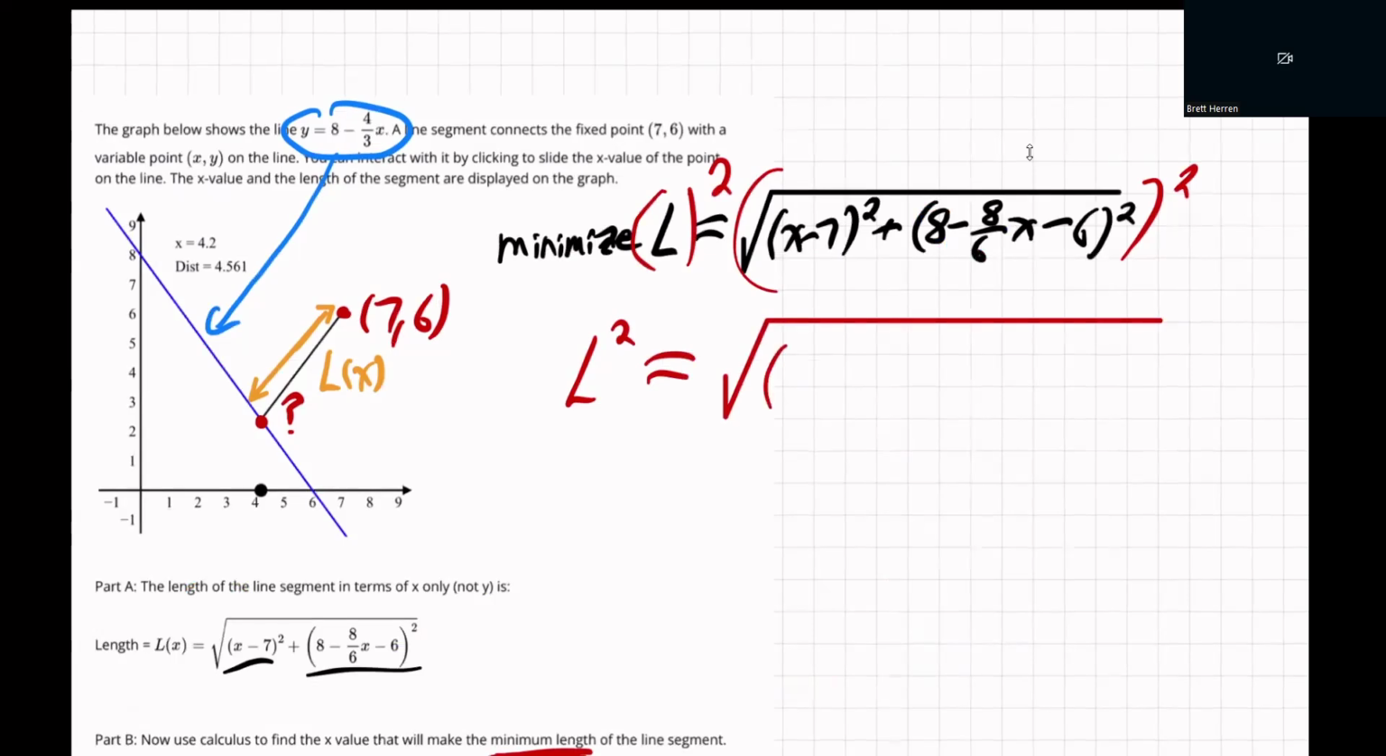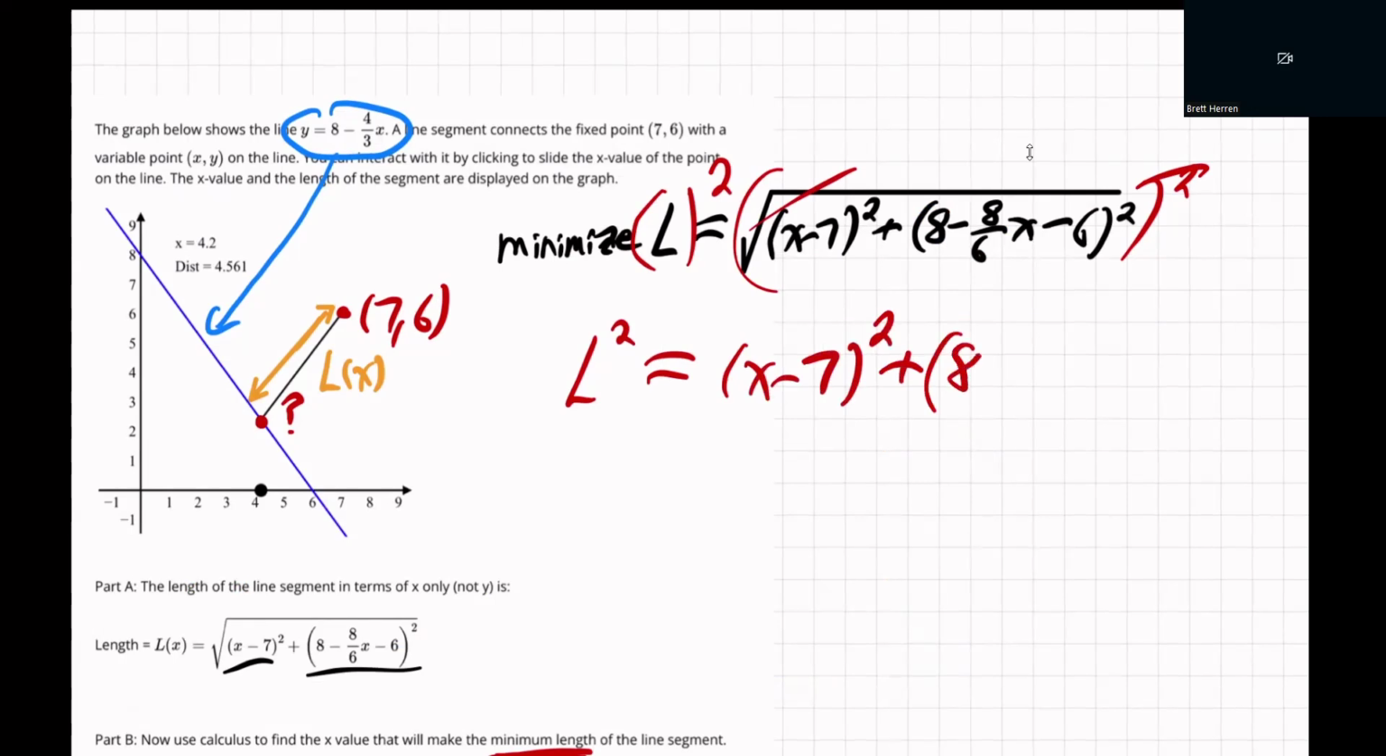And so we have, oh wait, we don't have the root. That's the point. Squaring cancels the rooting. I don't know what I'm doing there. x minus 7 squared plus 8 minus 8/6 x minus 6 squared. There we go. No more root. Much nicer. Now we're going to minimize that. How do we minimize it? We take the derivative, and set it equal to 0. So let's do the derivative.